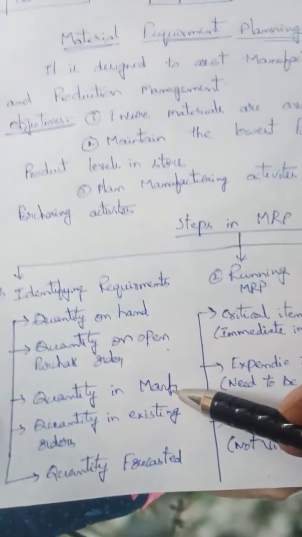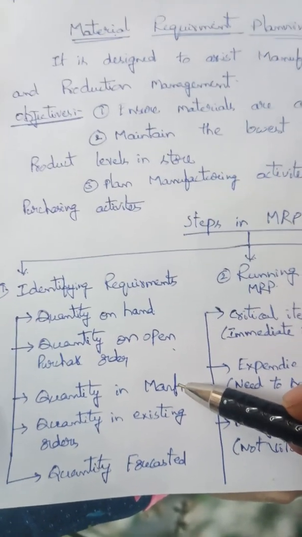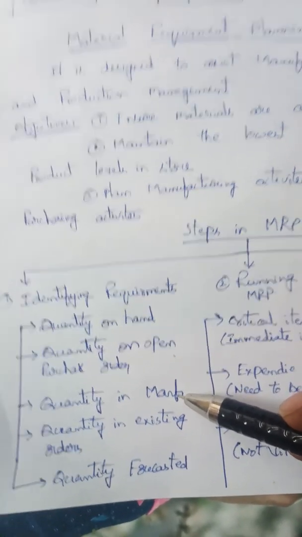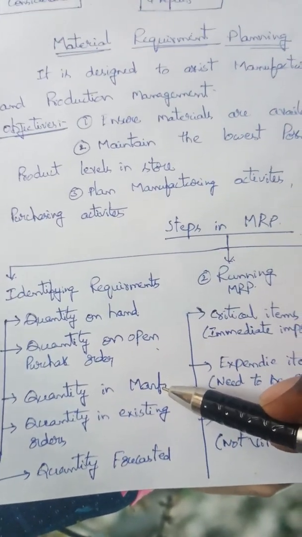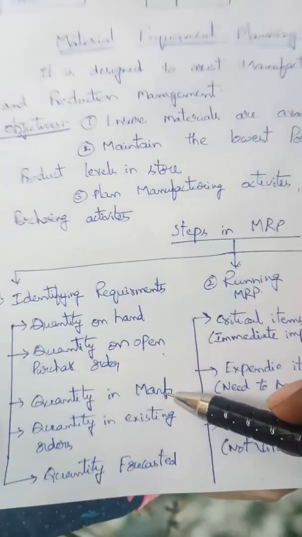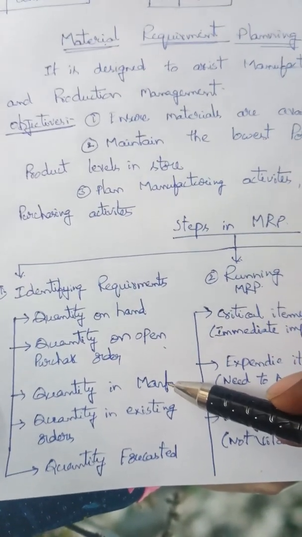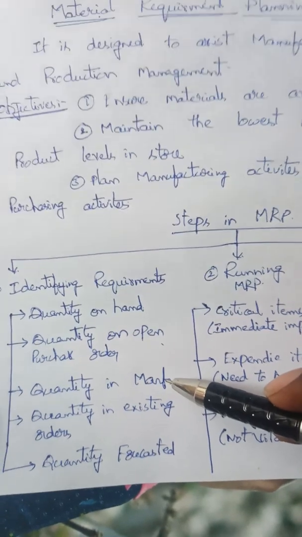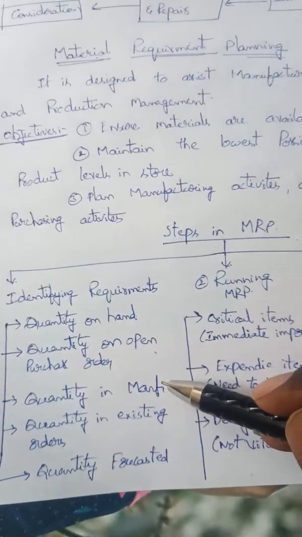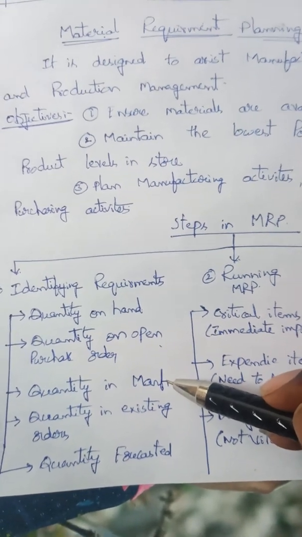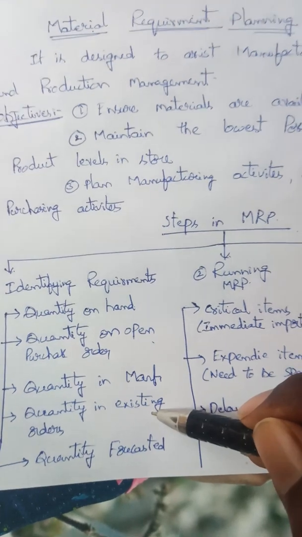Then the next one is quantity in manufacturing. The production manager should identify how much quantity is required in the present manufacturing process. If there is any delay, they have to maintain that. Delay of raw materials plays a very vital role in industry: stoppage of work has a negative impact from the industry point of view, causing delay of products. Then quantity in existing orders.